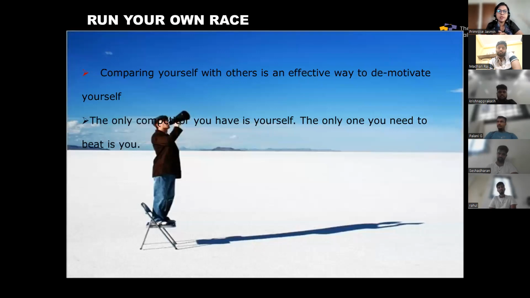The next point is running your own race. This is a very important point. I'm going to share a little more example around this.